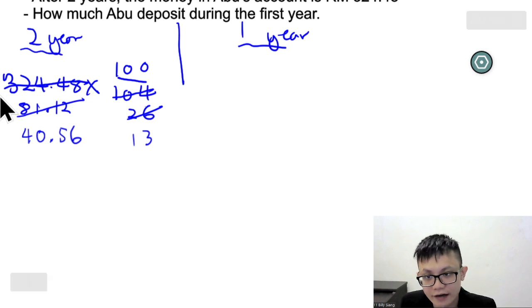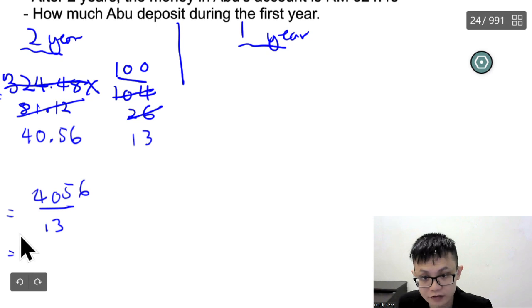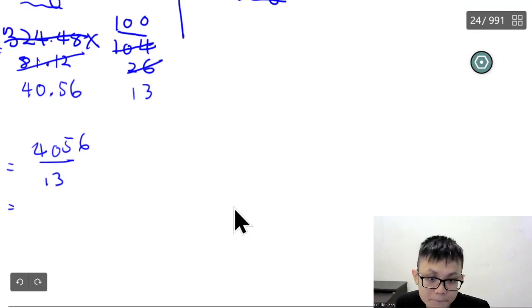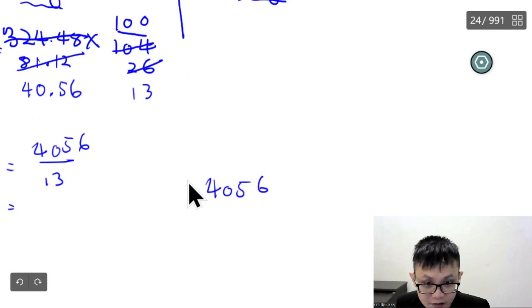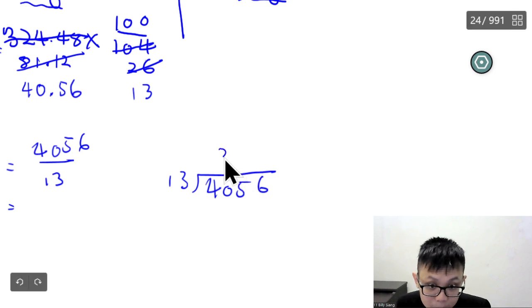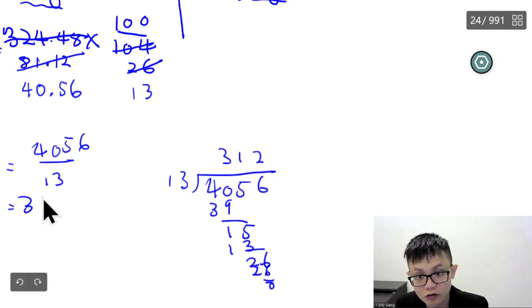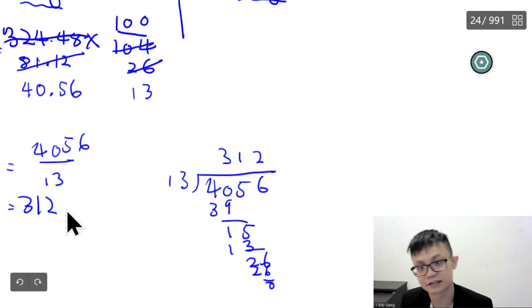And after that I just do down here. So 40.56 times 100, I will get 4056 over 13. So let's do this one, 4056 divided by 13. 13 times 3, I will get 39. 5 times 1, I get 13. 26 times 2, 26. So I get 2312. So for the second year it is 312.